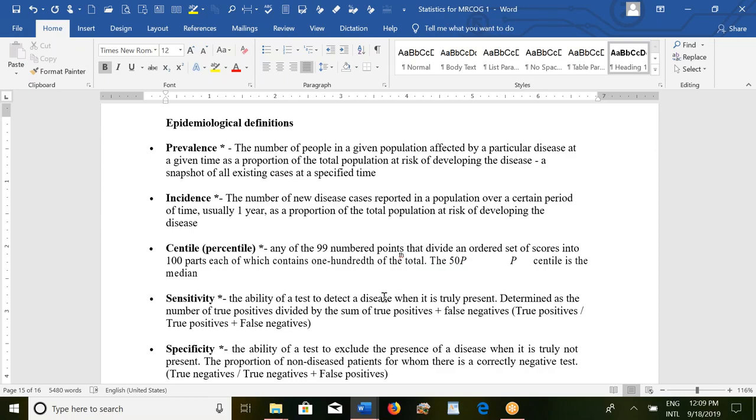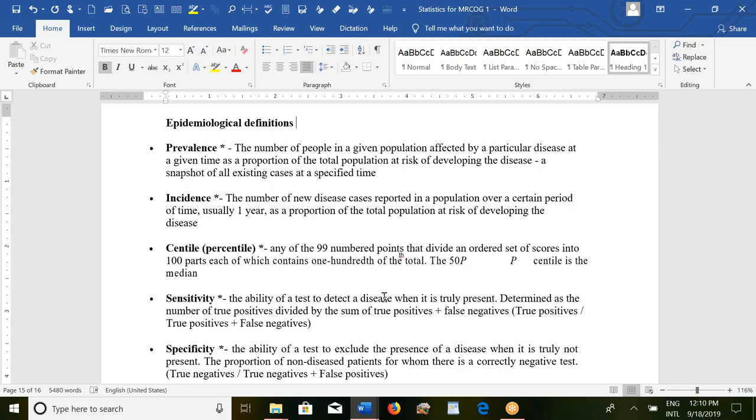Then what is incidence? Incidence is the number of new disease cases reported in a population over a certain period of time, usually 1 year, as a proportion of the total population at risk of developing the disease. Like there are 1000 people and 100 of them get flu in 1 year, then you will say the incidence of flu in this population is 100, because 100 new cases have been diagnosed.